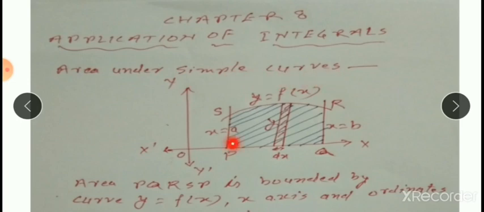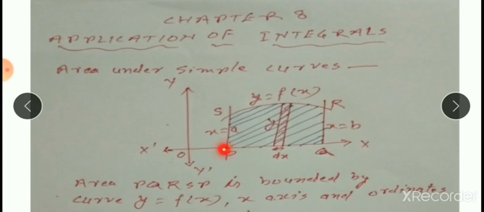If you want to calculate area bounded by the curve, how can we calculate? By using integral. Consider any function y = f(x). This is the curve showing function f(x), that is y = f(x). This area is bounded by curve y = f(x), line x = a, line x = b. This is ordinate x = a, here is ordinate x = b.